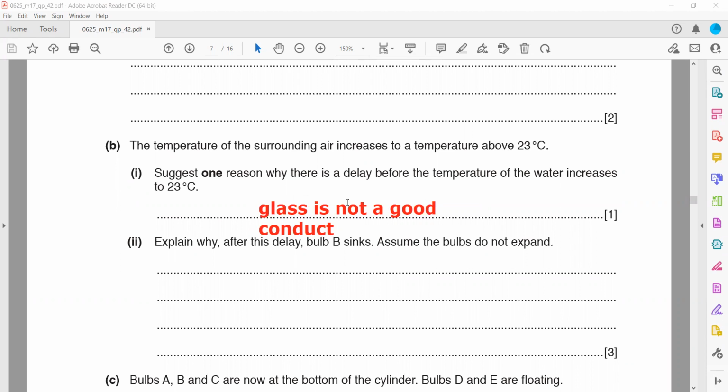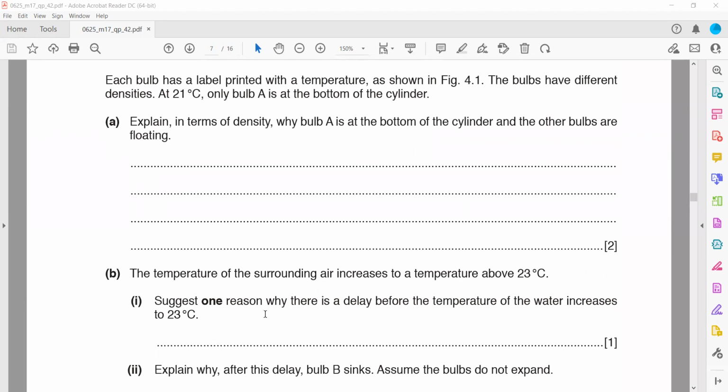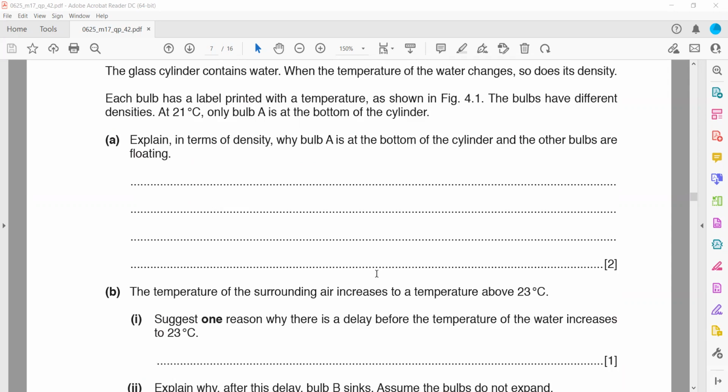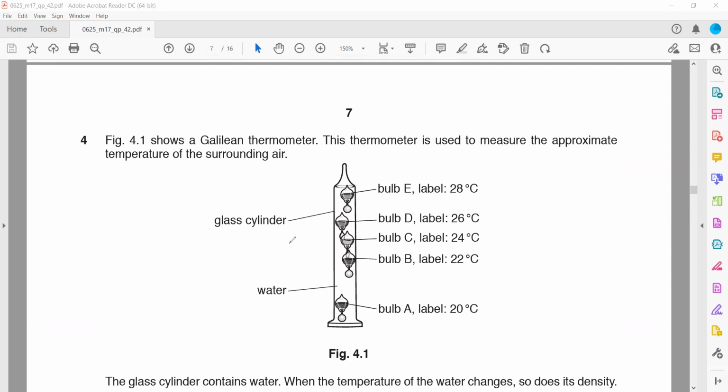Explain why after this delay bulb B sinks. Assume that the bulbs do not expand. So after the delay, as I mentioned, the temperature of the surrounding air increases to 23 or above. When the temperature of the surrounding air is above 23, the heat transfers from the surrounding to the water, and it will become 23. And we observe bulb B will also sink. The reason why bulb B sinks is that when the temperature increases, the density of the water will decrease. So when the density of the water decreases, bulb B will have a greater density. That's why it will sink.